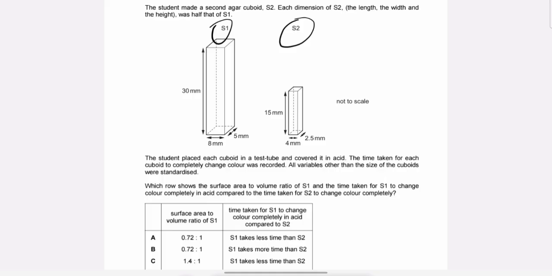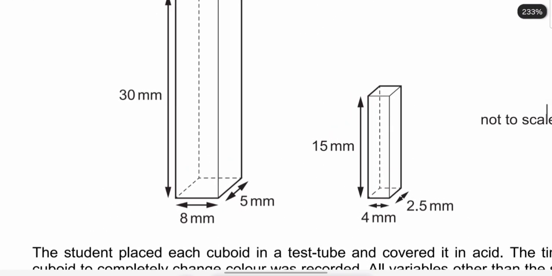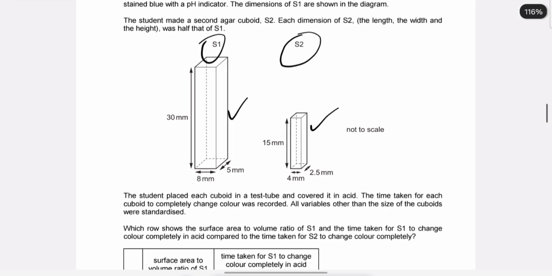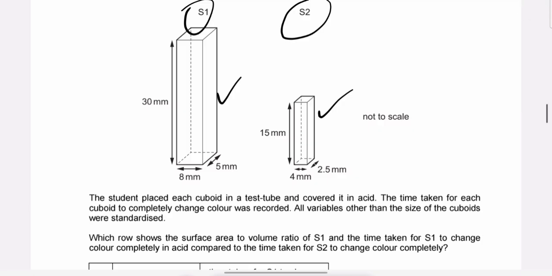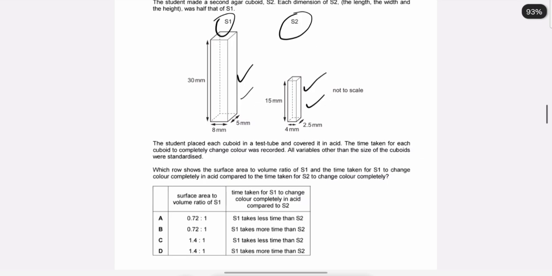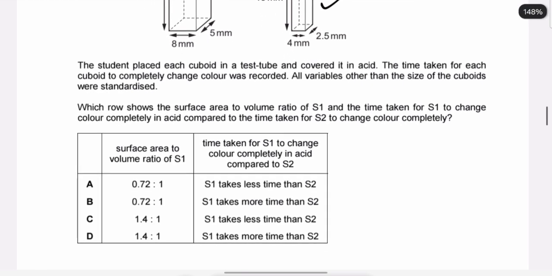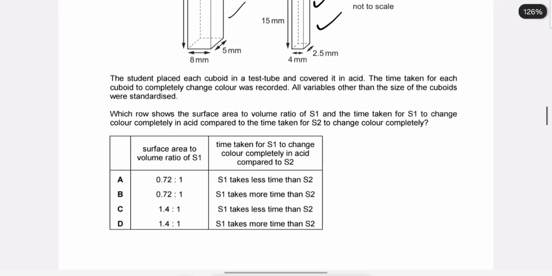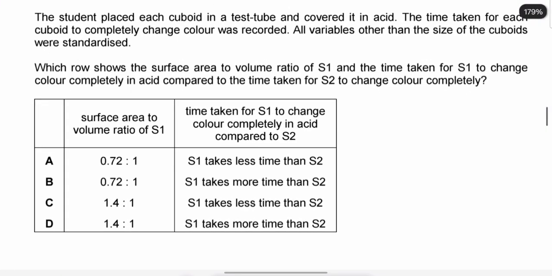I think I'll start with the last part of the question, which is talking about the time taken for S1 to change color completely, because if we're looking at these two, S1 is obviously bigger than S2. So if the acid is traveling towards the center of these two, it will take less time on this one than this one, and hence we are going to say S1 takes more time, or S2 takes less time. You can see that S1 takes more time is here and here. So we're discarding A and C. Now onto the surface area to volume ratio.